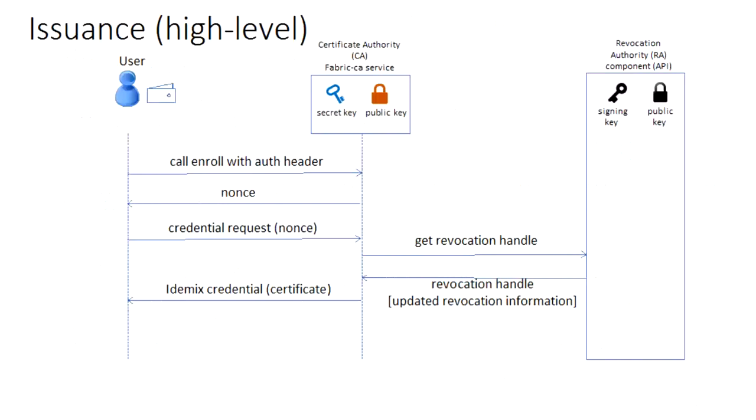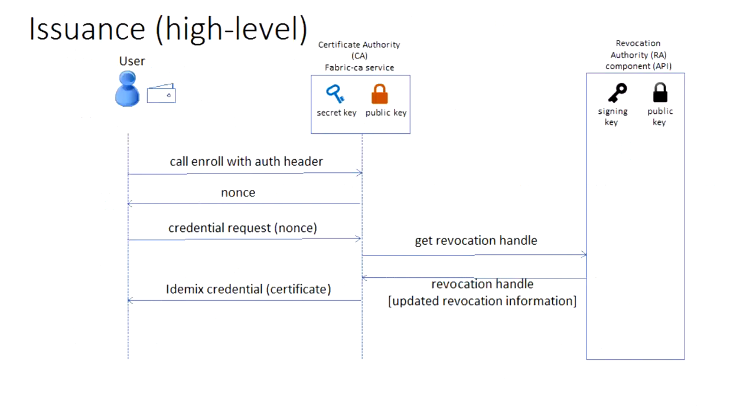So once a user has the public key of the CA, now the user can go ahead and generate a request to get a certificate, to get a credential from the CA. So the issuance is a two-step process. First, the user would have to get a nonce from the CA, and then using the nonce, he would create a credential request. You can think of the credential request as a zero-knowledge proof of the user's secret key.